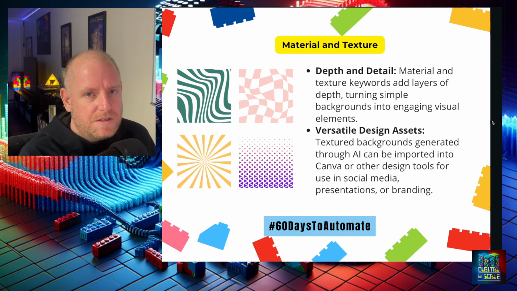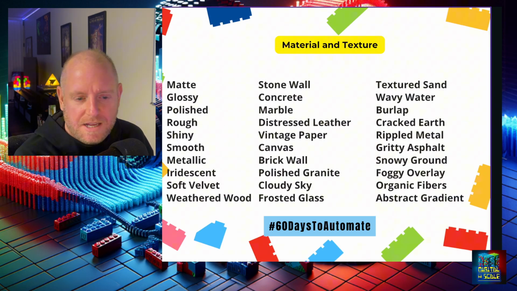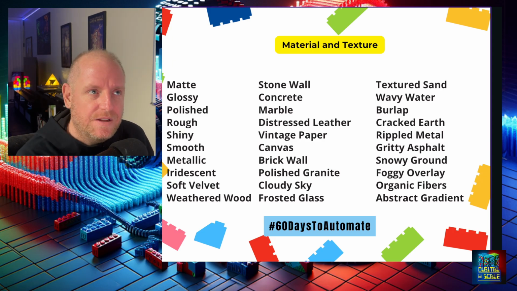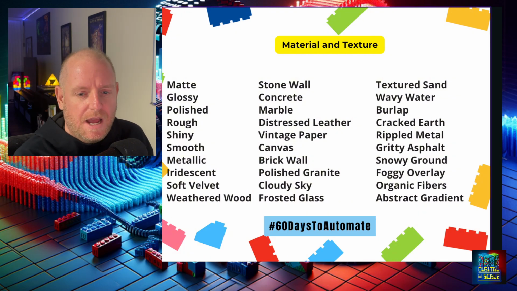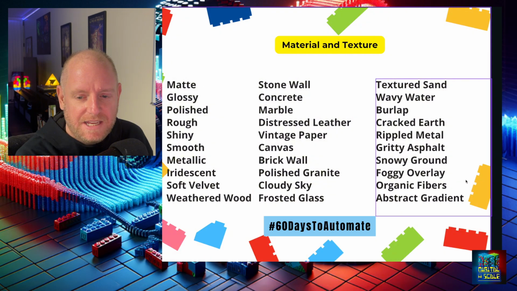And here is where AI can really shine, where you can set depth and different details for different types of backgrounds and get that look and that feel, so it's not just plain text, like Legos on the background that you want to generate. Here are different types of backgrounds like matte, glossy, metallic, and you can use these on top of images as well to give it a particular style, like a glossy photograph versus the matte. You can also do things like canvas, brick wall, snowy ground, gritty asphalt, or textured sand.